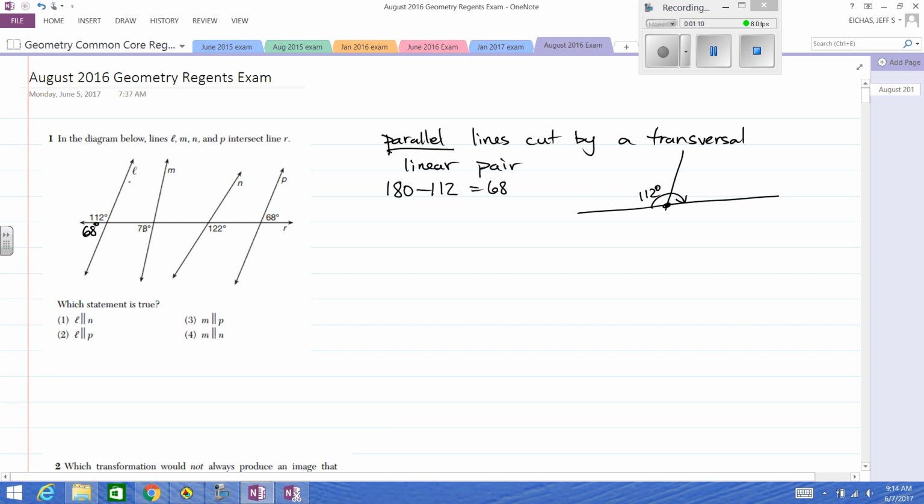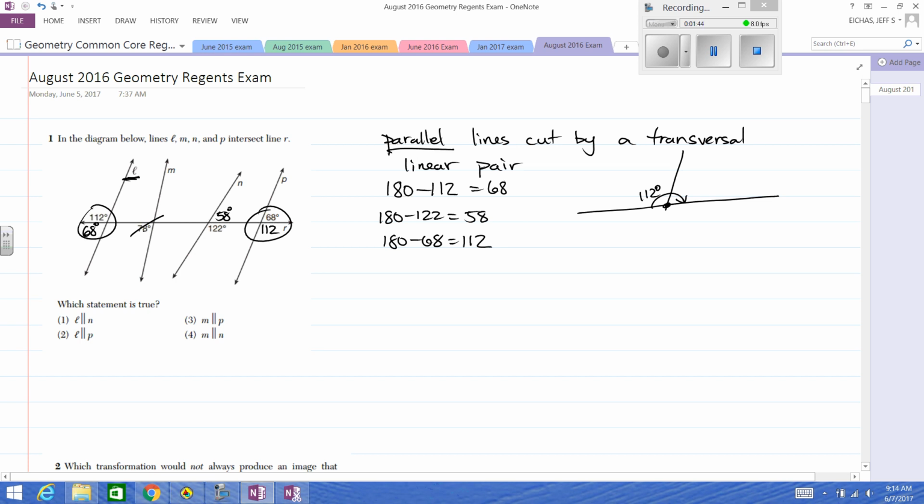Well, L is not going to be parallel to M because that would have to be 78 or 68. What's 122? 180 minus 122, that's going to be 58. So we've got 58s and 122 on N. And I already know what's going to happen here. 180 minus 68 is 112. All right, this one's good. So see these 68s and 112s, we're going to match up with L.